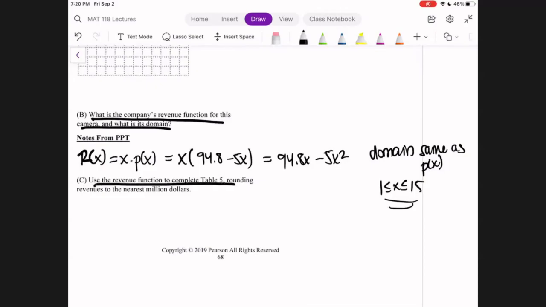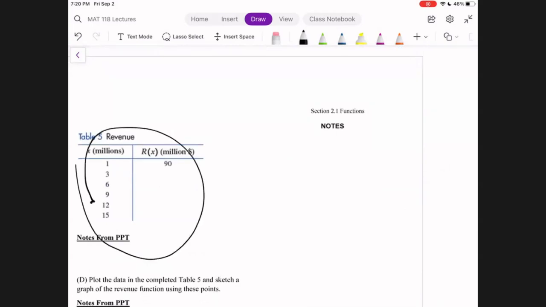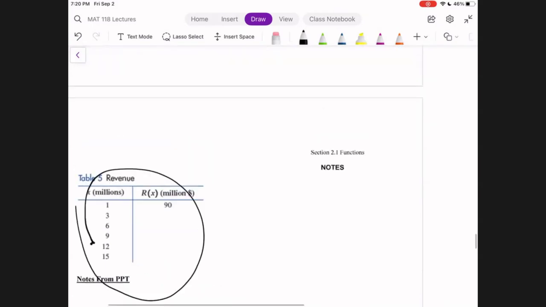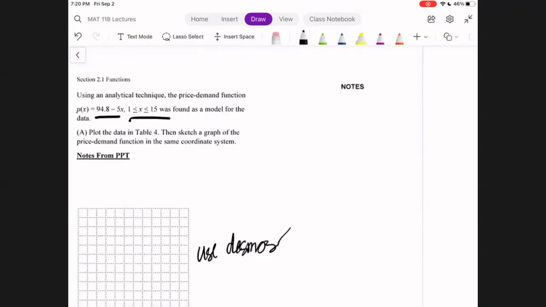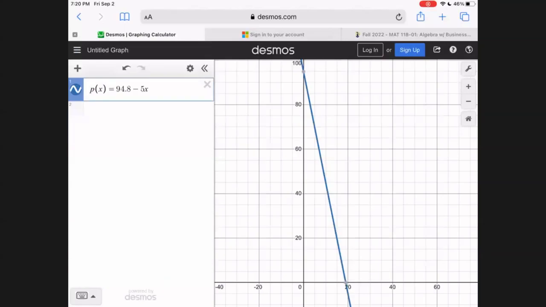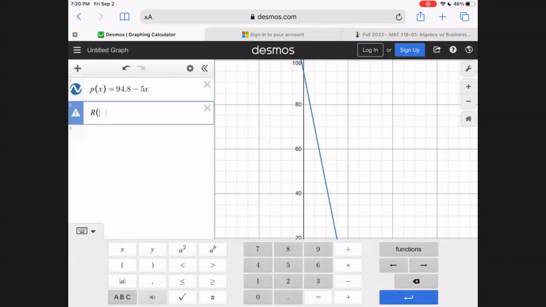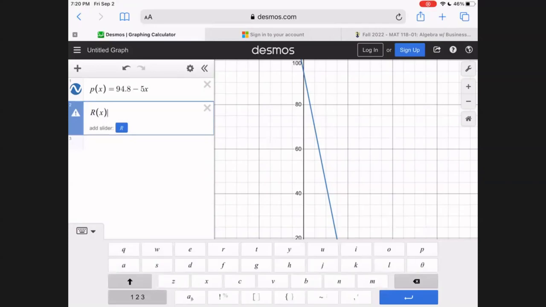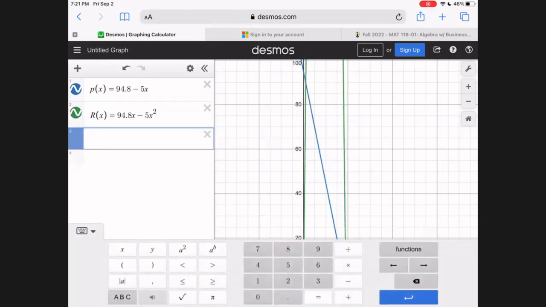So it wants you to use the revenue function to complete table 5, right? So here's table 5. So you could do that, but I would use Desmos. So let's figure out what the revenue is, and we need all these values. So revenue, remember we said it's R of X, so we multiplied it out. So you could write certain things, but you want to practice. So we said it's this minus 5x squared. And then we need to complete it for certain things.